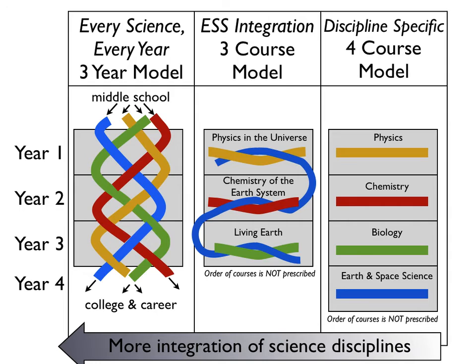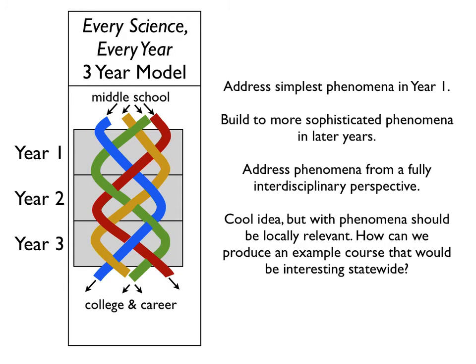They range based upon the degree of integration of different science disciplines. And the different colors here represent the different courses that you can see: physics in orange, chemistry in red, biology in green, and earth and space science in blue. Now, those are the disciplinary content of the courses. So let's take a look at the earth science every year.